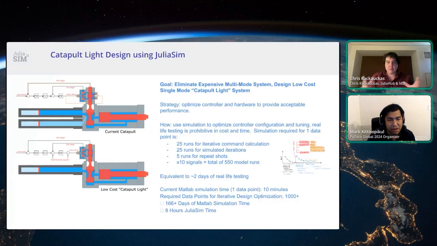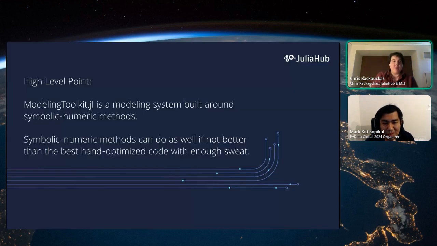And so basically from having a better modeling system, they're able to cut out about half of what they are using in practice on a multi-million-dollar machine. So the high level point then is that ModelingToolkit is a modeling system built around doing symbolic numerics, and it does it in such a way that you don't have to do the process of actually trying to figure out what code to simulate.